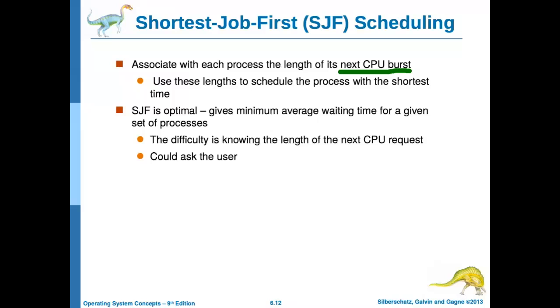So here we use these lengths to schedule the process with the shortest time. The process which needs the shortest time of CPU will be scheduled. That is what shortest job first is. Okay.